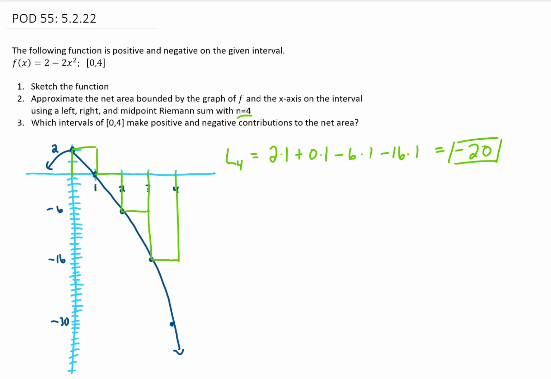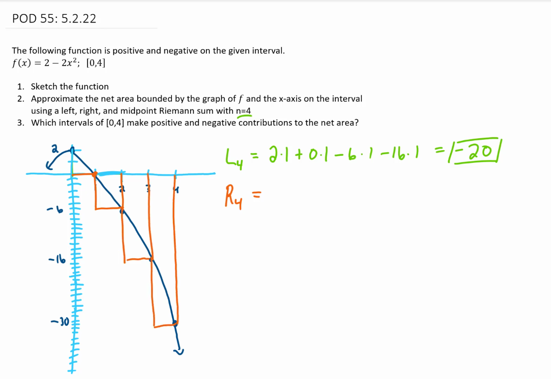This is a good time to hit pause on your browser because I'm going to erase these rectangles to make room for our right Riemann sum. For our right Riemann sum, we're going to take the rightmost point in each one of these 4 subintervals, and that's going to determine the height of each one of our rectangles.